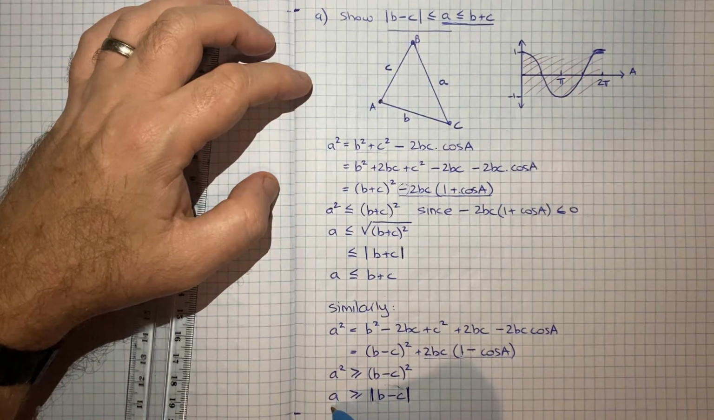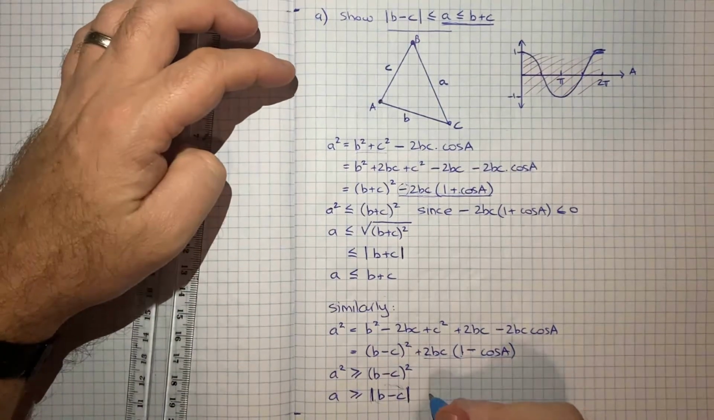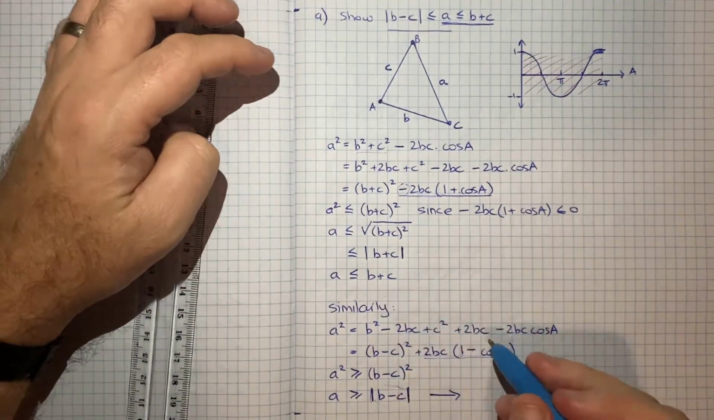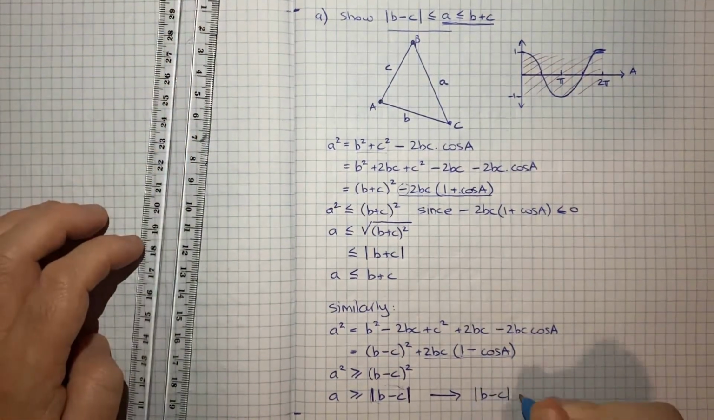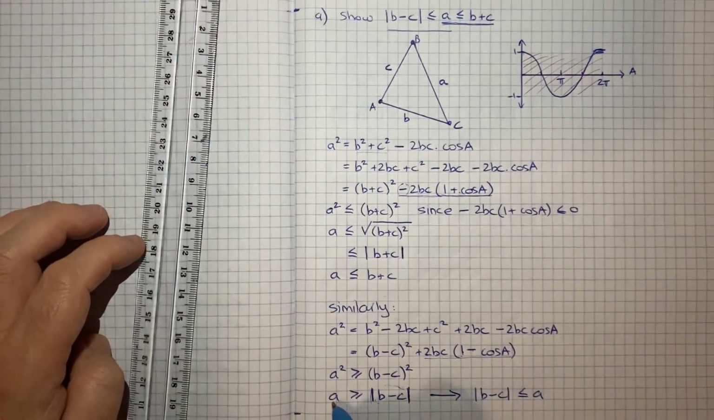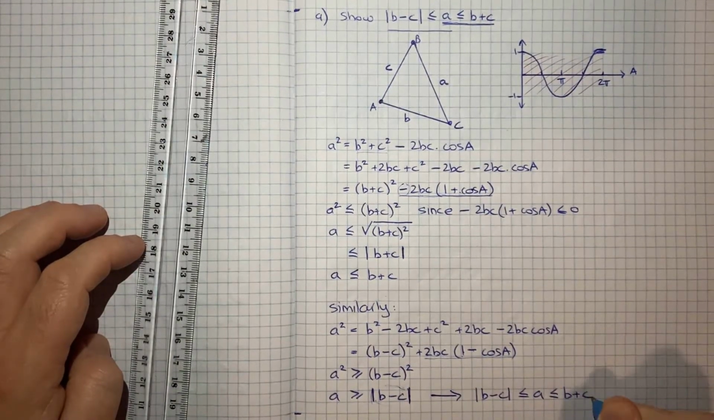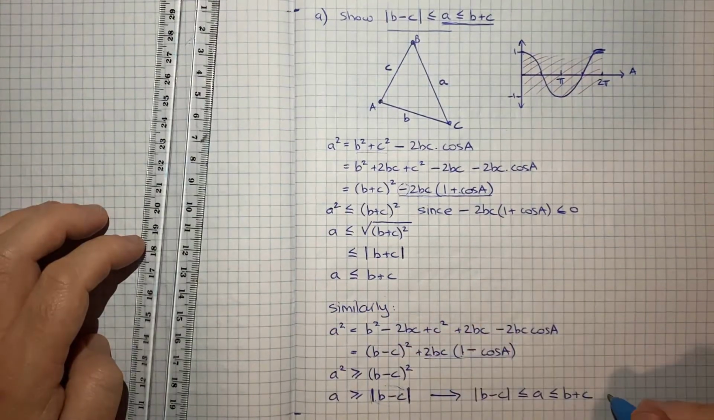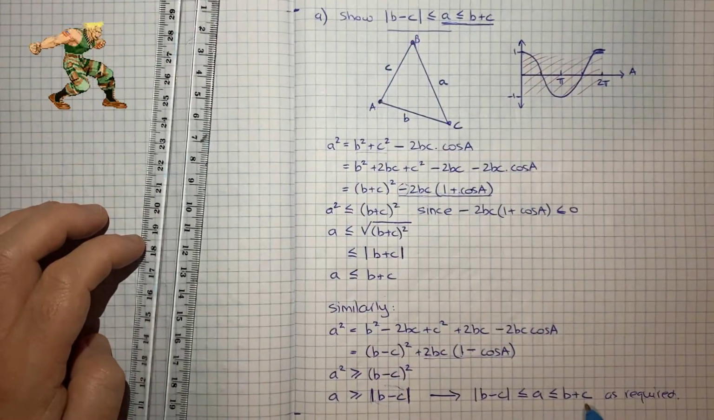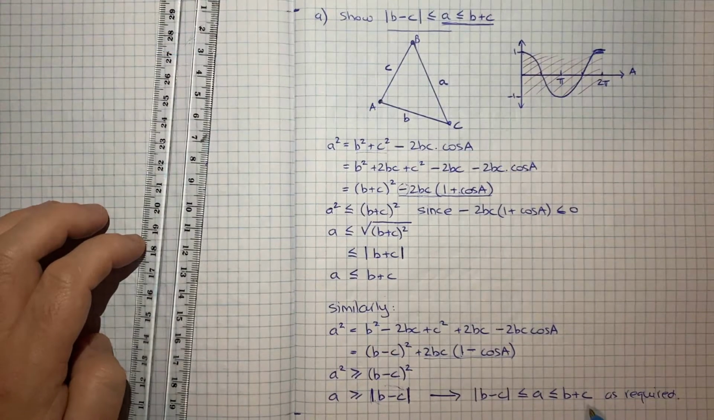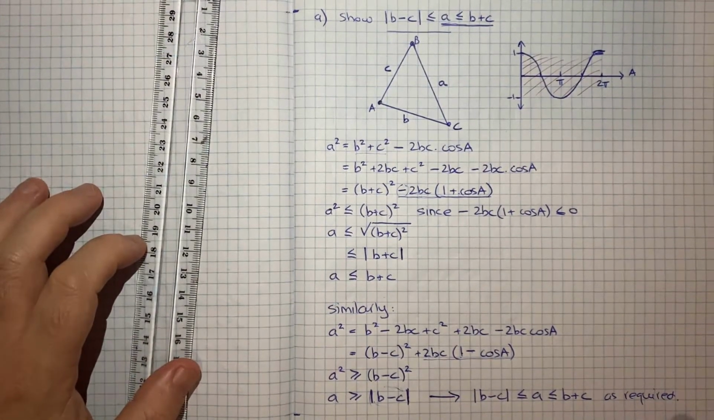So that's where we leave that. But actually now if we combine these two results, we get the absolute value of b minus c less than or equal to a, that's this bit here, which is then less than or equal to b plus c, which is this bit here. So that's as required, since that's the inequality that we've been asked to show. Boom! Alright, so that's part A done.